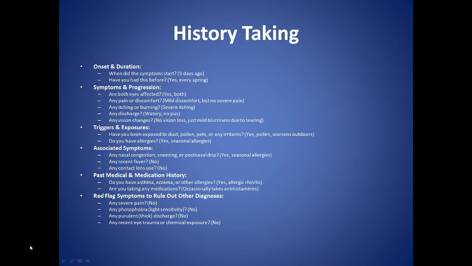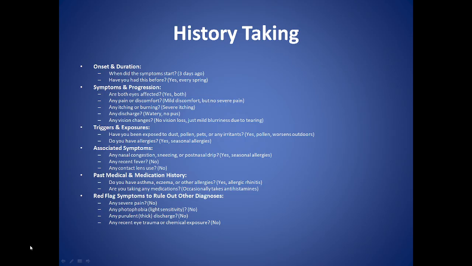And it's important to ask if they had this before, which patients in this case would say they had this every spring. And about the symptoms and progression, we have to ask, is that both eyes or just one? In this case, both eyes are affected. About the pain, in this case they have just a mild discomfort but not a severe pain.